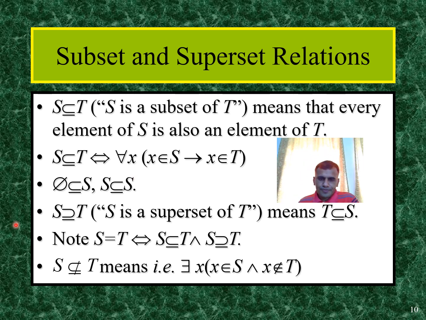Now this sign is the sign of superset. S is a superset of T, or we can say that T is a subset of S. If S is a subset of T, then T is a superset of S. So S is a superset of T here means T is a subset of S. Note that S is equal to T whenever S is a subset of T and T is a subset of S. S is not a subset of T means that there exists X where X belongs to S and X does not belong to T.